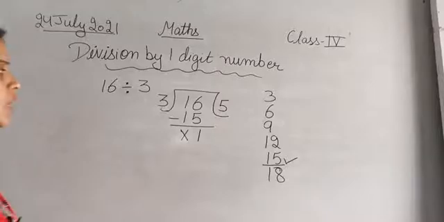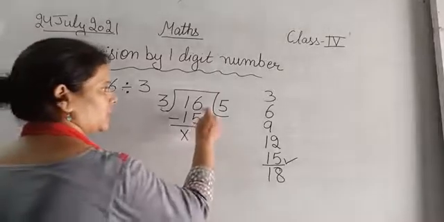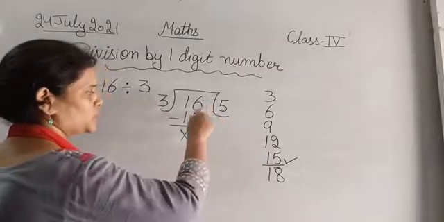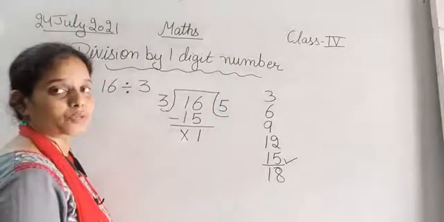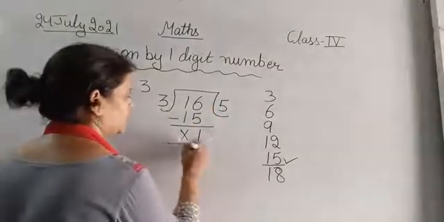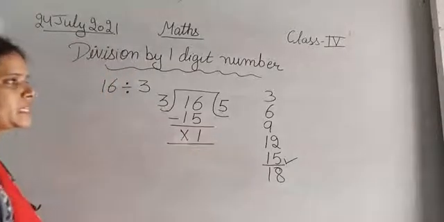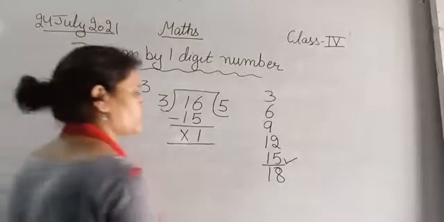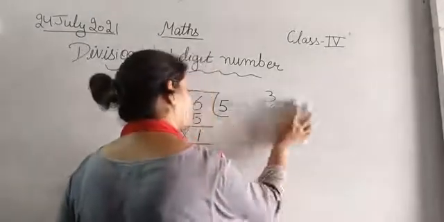Okay, so now we don't have any more numbers here, so we can't move any number downward. So this is the complete division that I am showing you here. Now look at this division. This is the division by a one digit number. So here this is an example of one digit division with a one digit number.